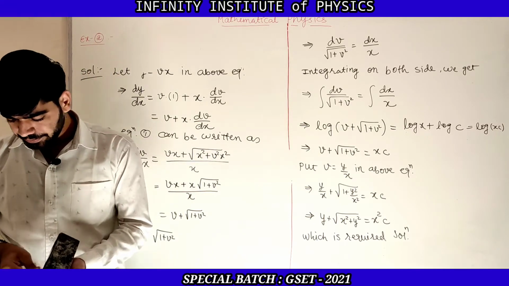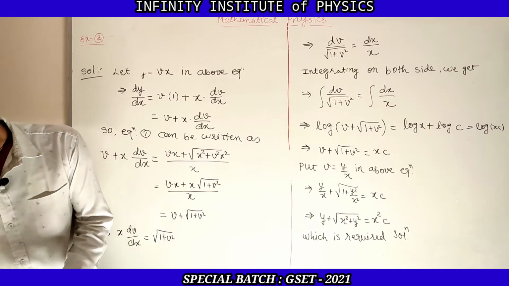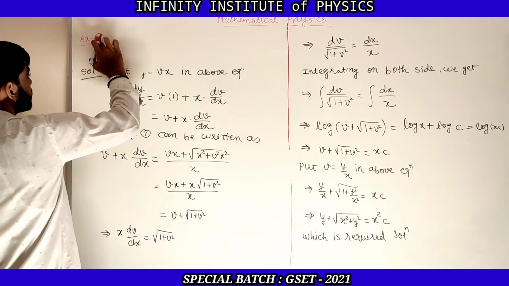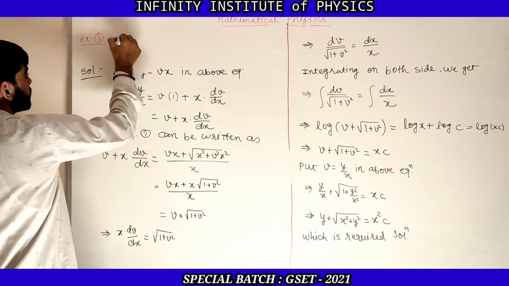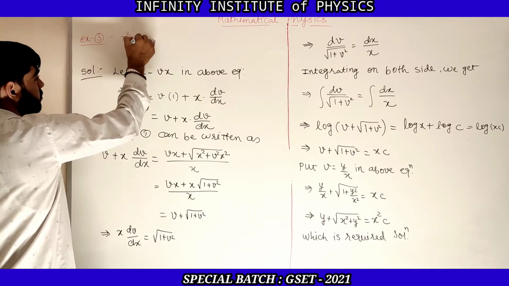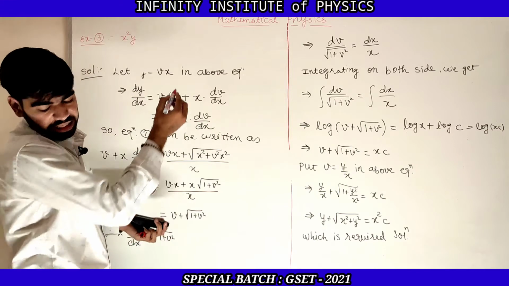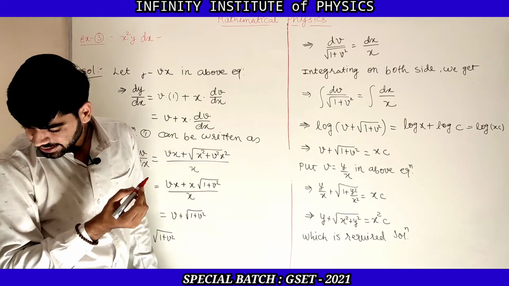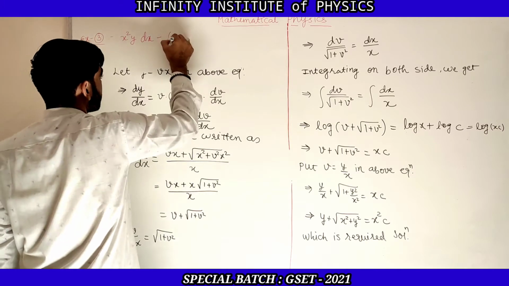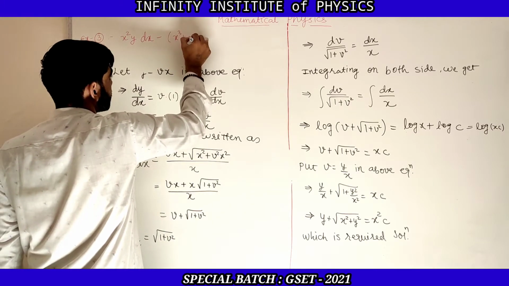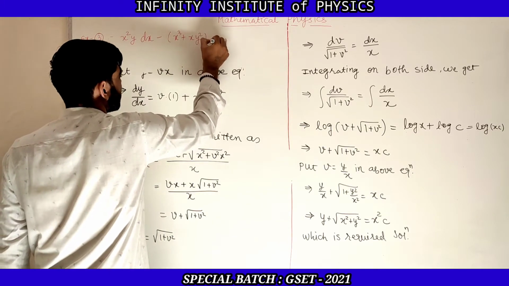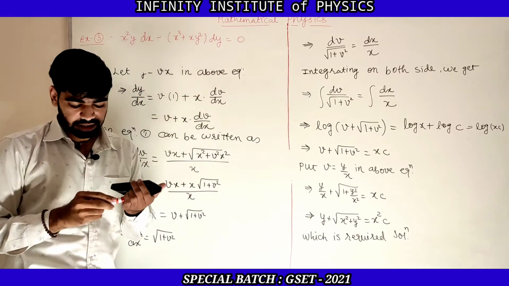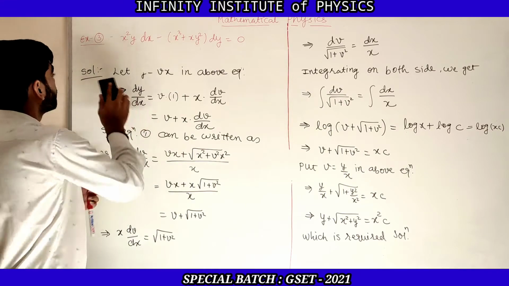So example number 3, that is x square y dx minus x cube plus xy square dy, which is equal to 0.